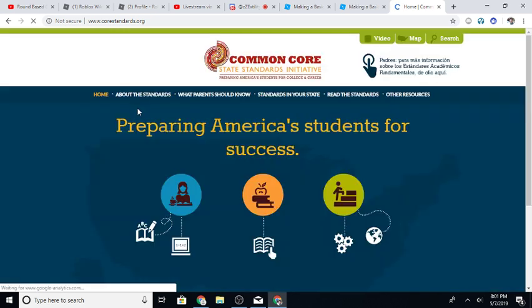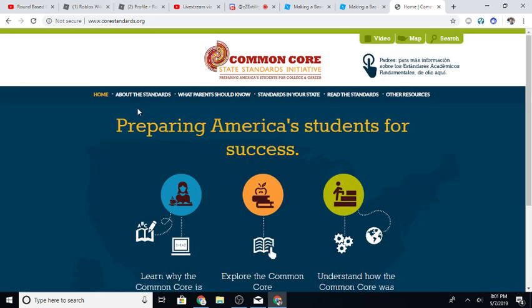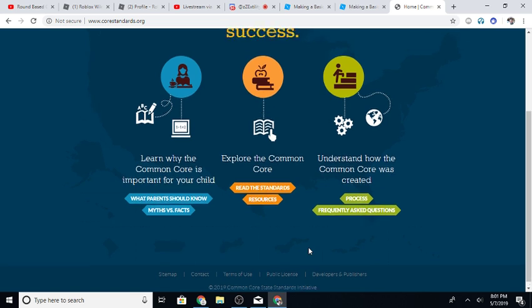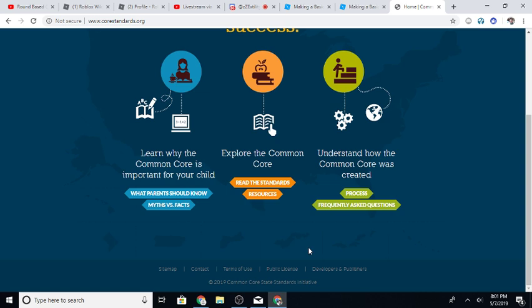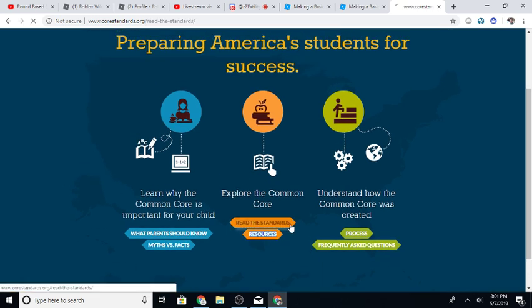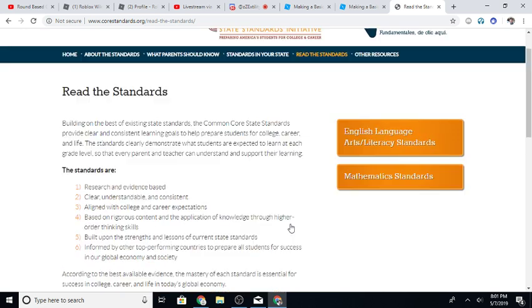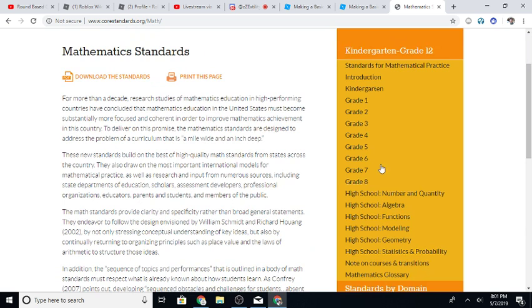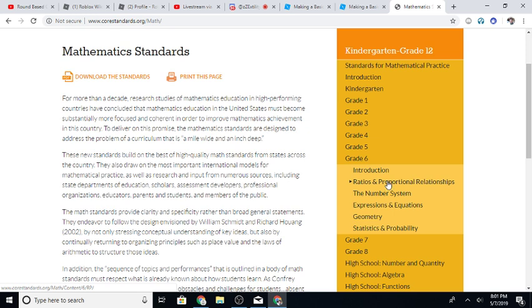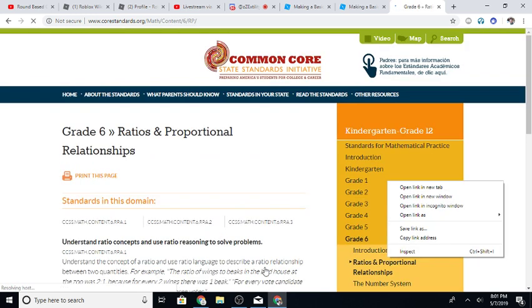Right, there we go. Preparing America's students for success. Says, yeah, I don't care. Read the standards. Mathematics. Grade 6. Ratios and proportions.